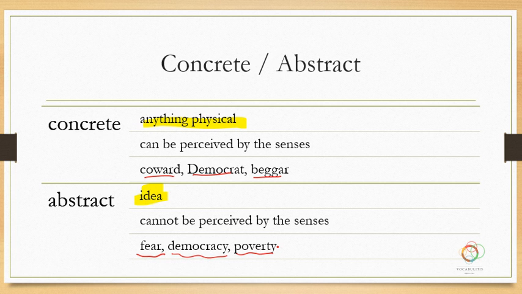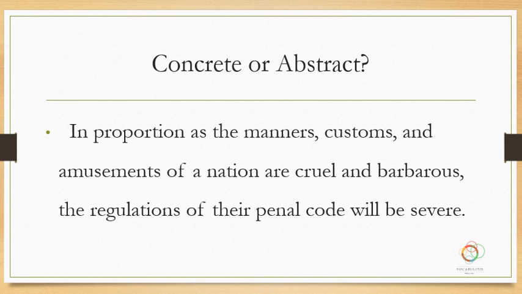So that is just one division. And of these, within the concrete, you can have proper nouns and common nouns, and within the abstract you can have proper nouns and common nouns as well. They're just totally different ways of analyzing the nouns. Alright, so let's look at some exercises here. Is it concrete or abstract? Let's look for the nouns and decide whether it's concrete or abstract.